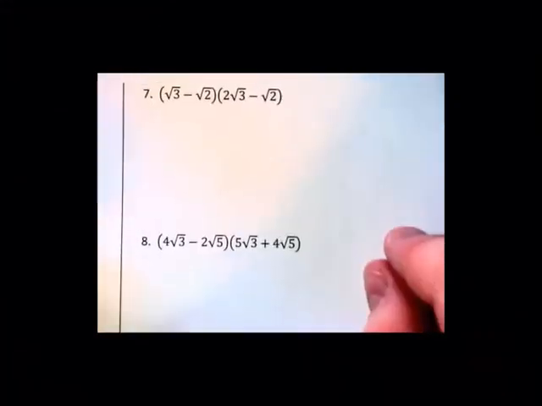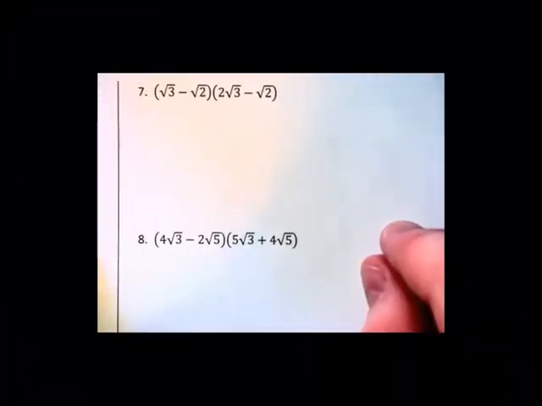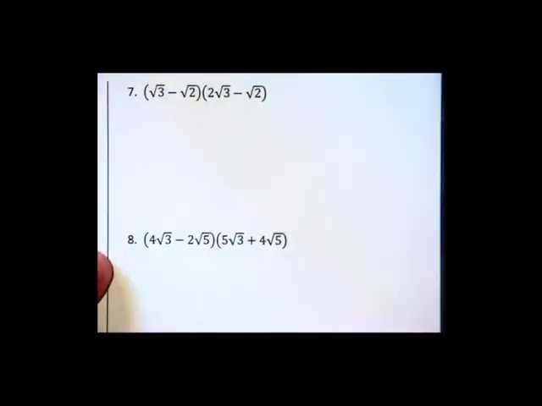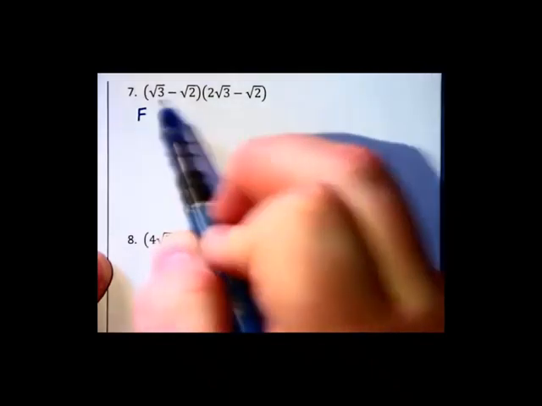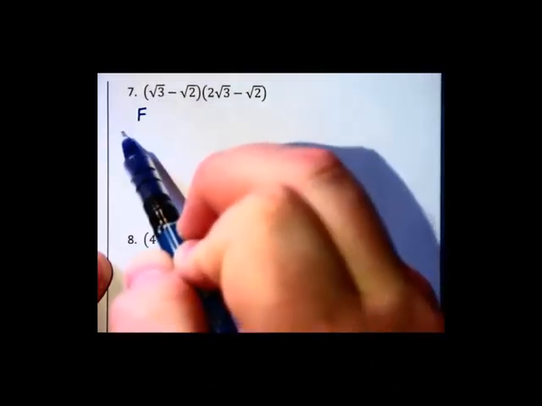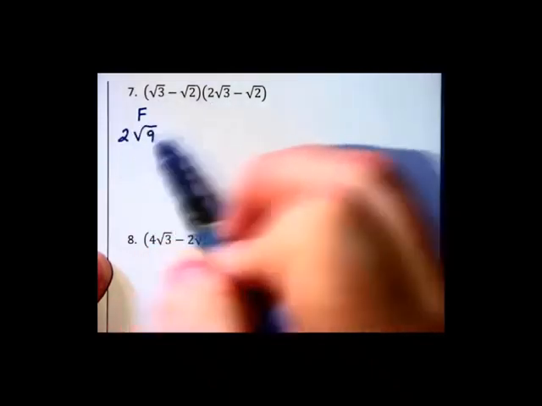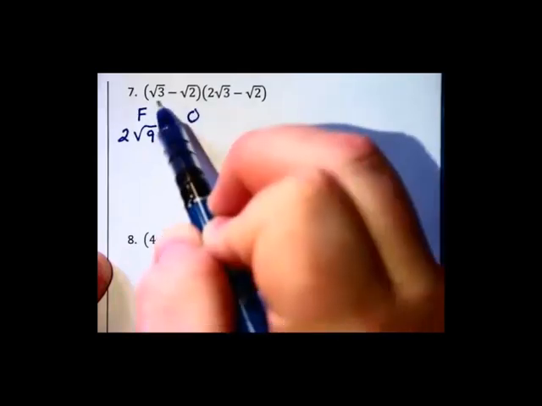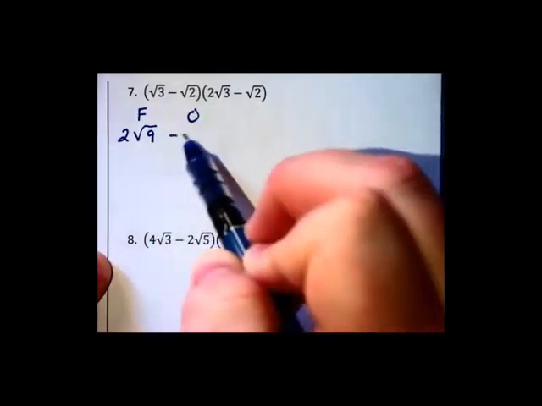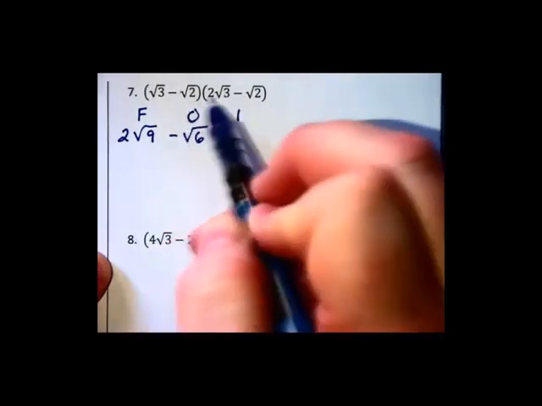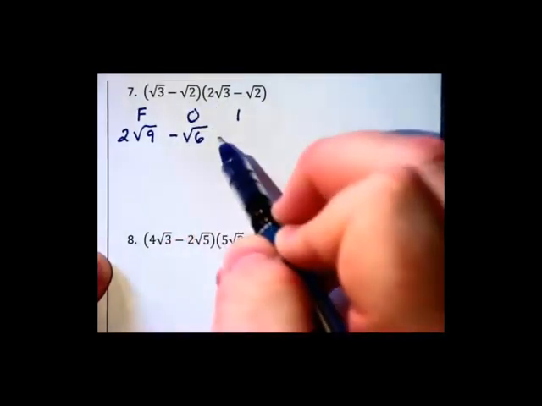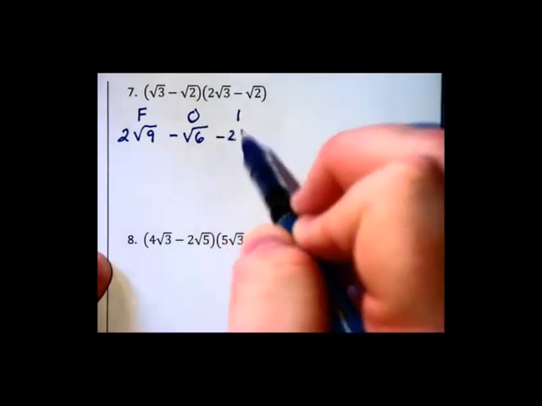7. Notice how we have a binomial inside each parentheses. That tells you you have a FOIL problem. Your first term of FOIL is root 3 times 2 root 3. That gives you 2 root 9. Outside we have root 3 times root 2 making minus root 6. Inside, negative root 2 times positive 2 root 3 makes negative 2 root 6.